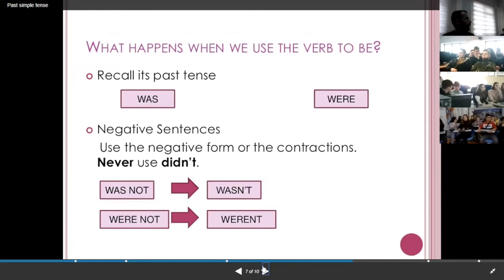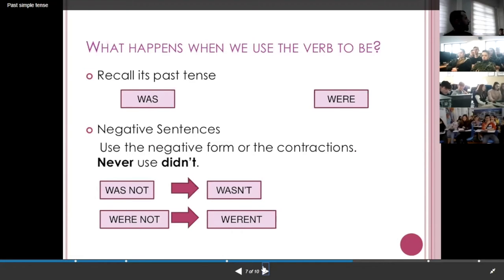Also, we have to be in past tense. We use to be. Its form changes. It becomes was and were. In negative sentences, we add not to was and also were. It becomes negative.